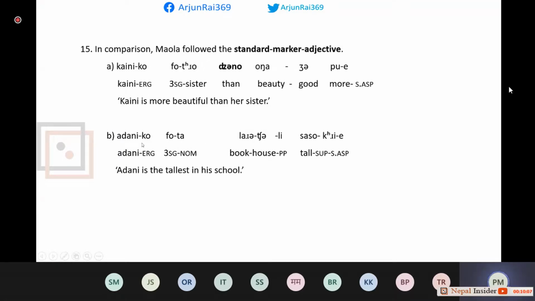Okay. In comparison, Maola also follows the standard marker adjective order. Here two examples are given, kaniko photo zno, kaniko photo zno onga jipue. Here zno is the comparison marker followed by the adjective.